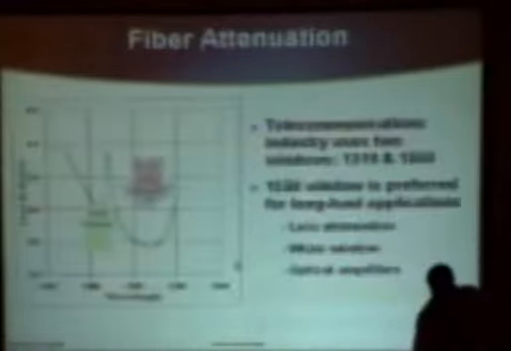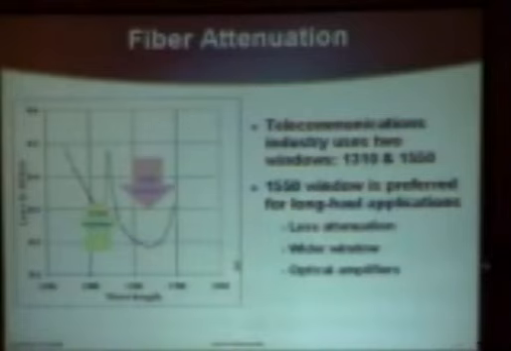Now, for long distance, where I'm going to focus, the preferred choice is always the 1550 window because it's about half the attenuation that you get at 1310. And also, as you'll see, at this window, a thing came along called the optical amplifier that really changed the way we put the networks together.